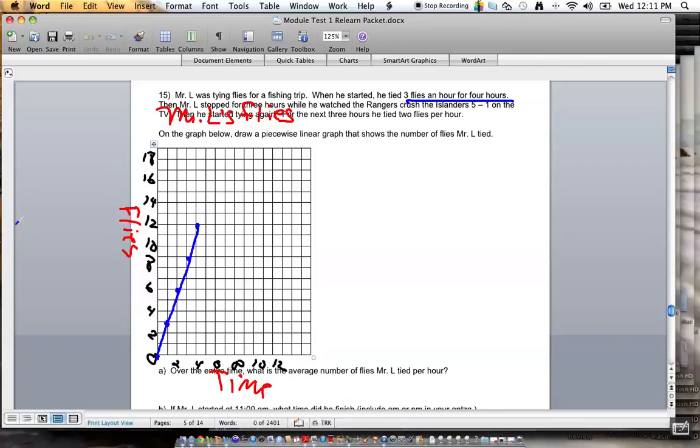Then I stop while I watch the Rangers crush the Islanders 5-1. Typical day.